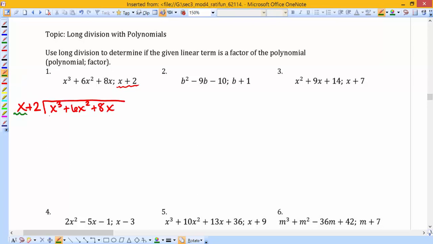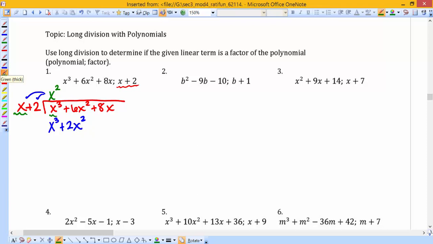You look at your first term and your first term. What do I need to multiply x by in order to get x cubed? If I multiply by x, I will get x squared. So I need to multiply by x squared in order to get x cubed. Please make sure you remember to distribute to both of those terms. So I get x cubed plus 2x squared.